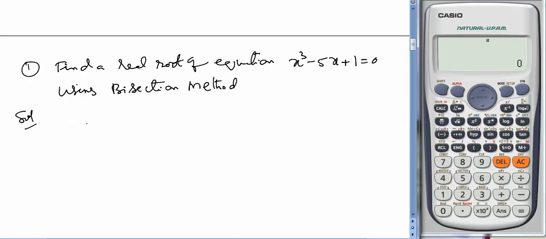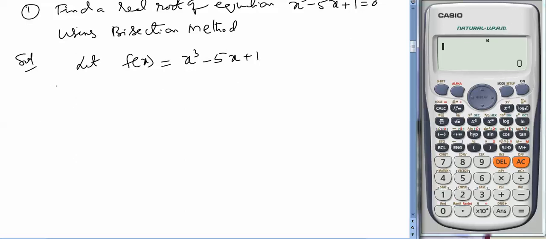How to apply that method? First, assume f(x) equals the given expression, the left side expression of the given equation. First, we will find the location of the roots using the intermediate value theorem. Very simple. Put x equals 0. What happened? f(0) is 1, positive. Put x equals 1. What happened? 1 minus 5 plus 1, that is minus 3, negative.